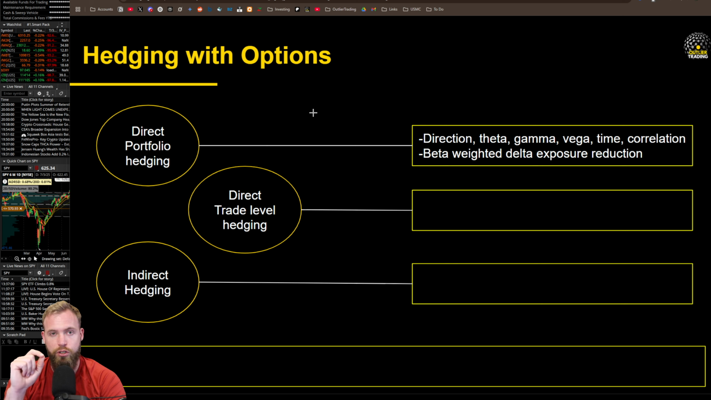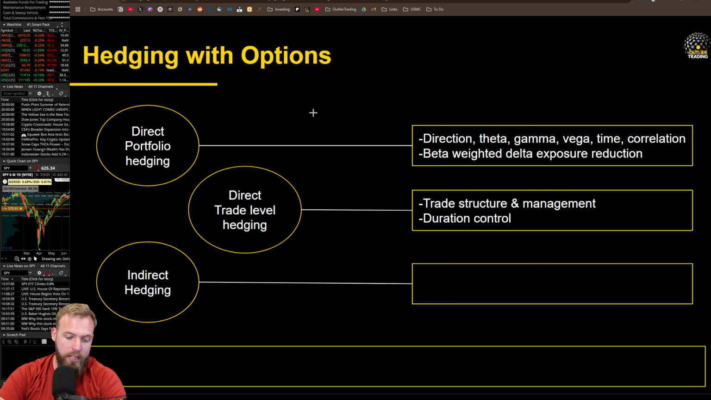Then direct trade level hedging is when we're looking at an individual position and we're putting on a hedge specific to that individual position. So again, simple example here, let's say that I'm going to trade earnings and I typically sell strangles. Well, if I see something that maybe has really big moves, maybe I buy a wing, which you'll get an example of in a few moments.